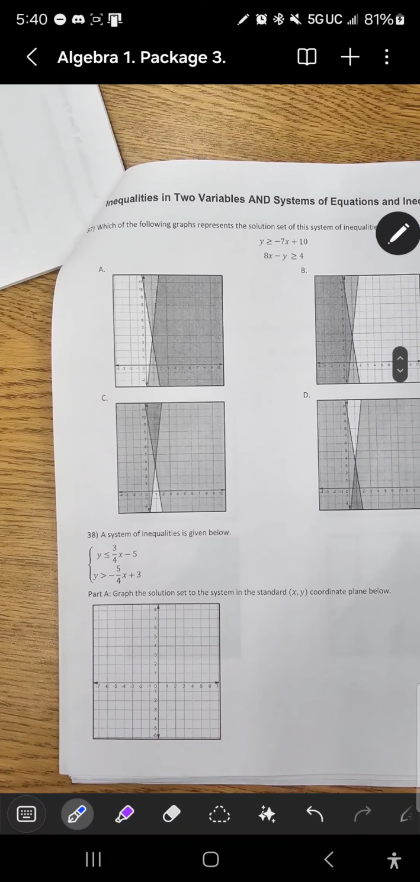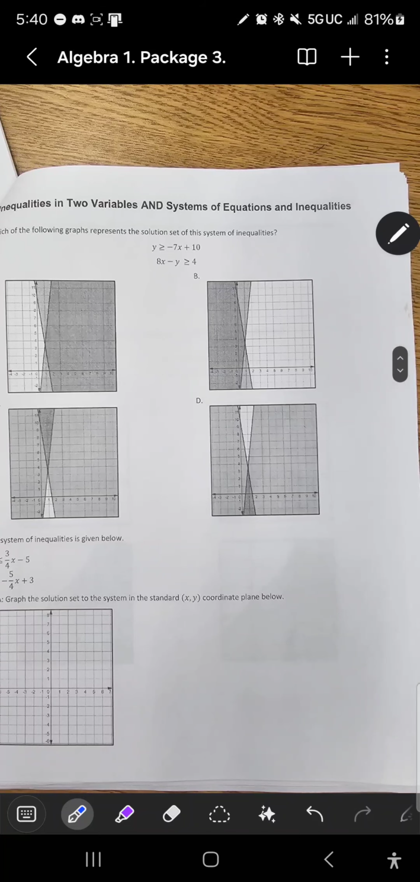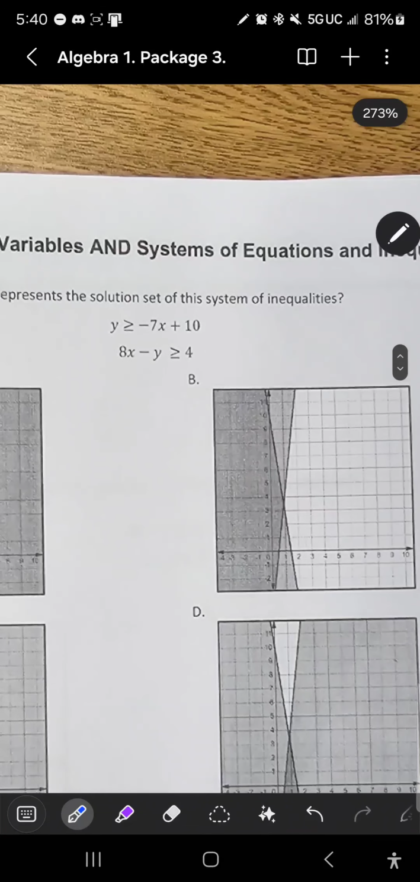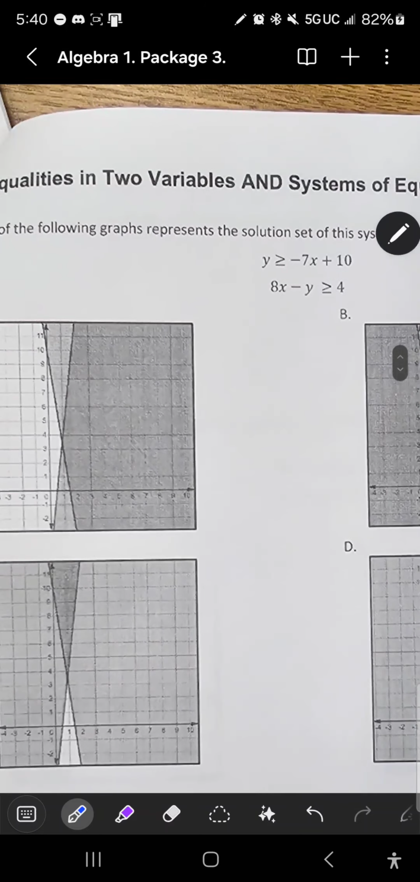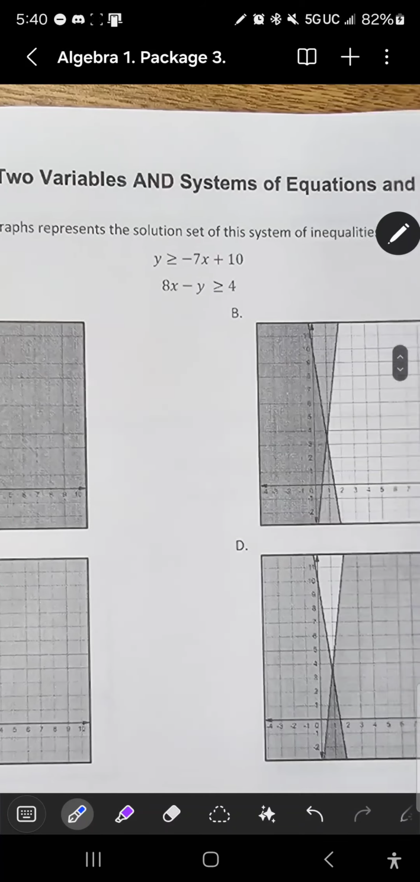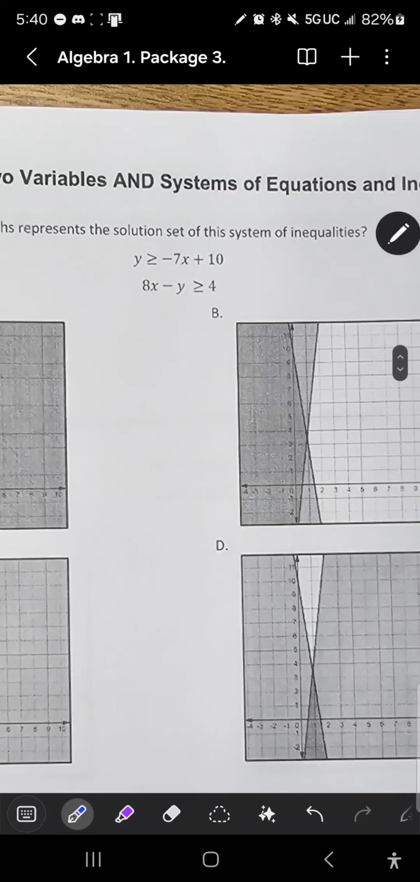Question 37. Which of the following graphs represents the solution of the system of inequalities? So this is just a repetition of the same thing, but let's do it. The y-intercept is 10. We're fine with that. And the slope is -7, and we also have a slope of -7 in the 4th option. So that's not what we're looking for. We're only looking for the sign.